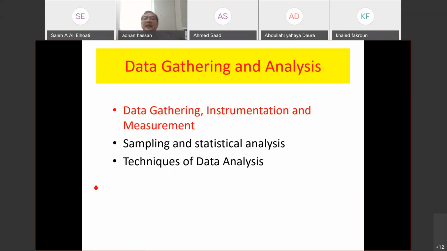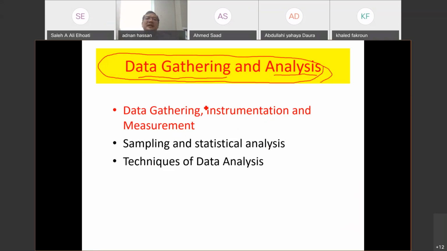So in terms of data gathering and analysis, let's say you have planned your experiment, you have done your chapter 3, and now you are about to start your own research, which is data gathering and analysis.